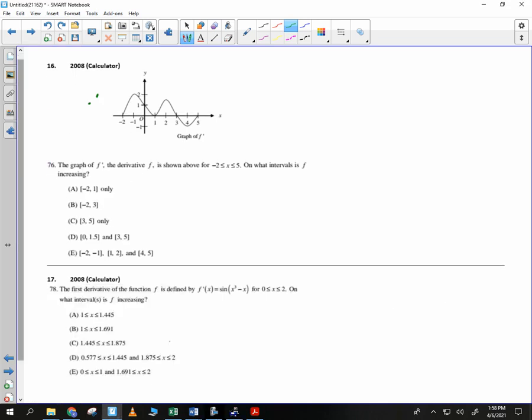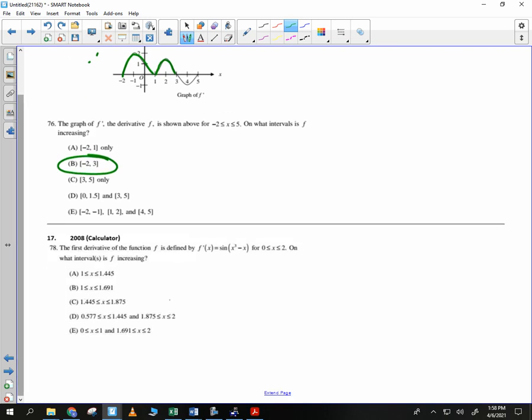Okay, let's check this last grouping out together. The graph of f prime is shown for f. On which intervals is f increasing? F is increasing wherever it's above the x-axis. So from negative 2 to 1, and then from 1 to 3. So negative 2 to 3 would be your answer right there.